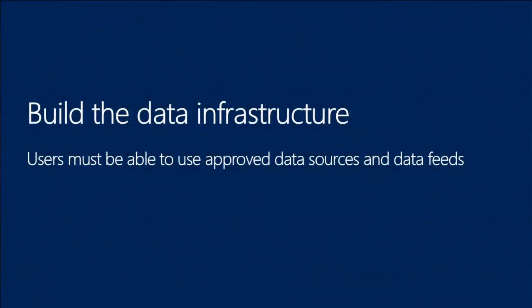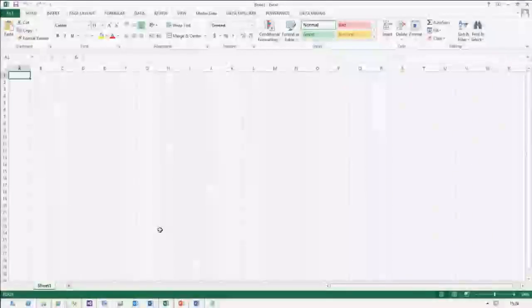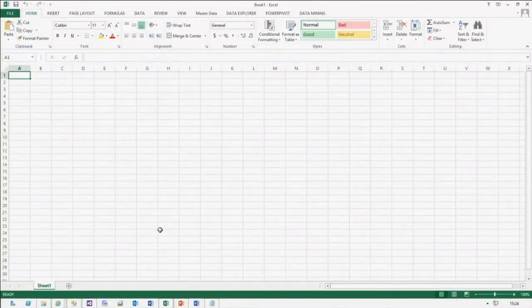Building the data infrastructure. So users must be able to use approved data sources and data feeds. So this is a good opportunity for a demo. So I'm going to switch my corporate IT hat on. Actually, no, I'm not. I'll start with the analyst. Let's start with the problem.